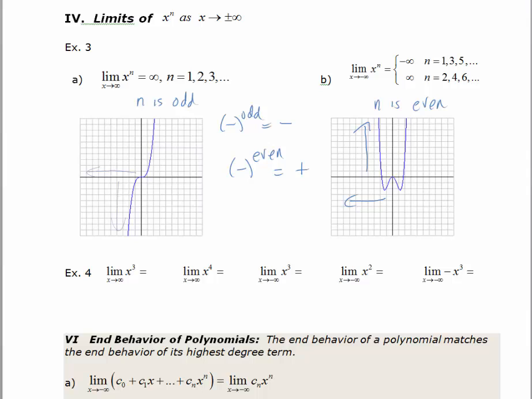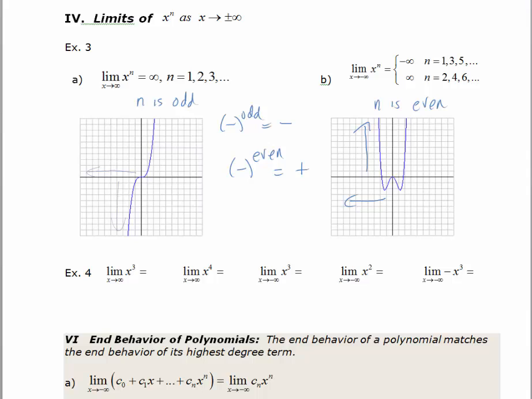You should have learned about this or seen this in an algebra class or a pre-calculus class, and this is basically about end behavior. When we talk about end behavior, we're talking about the value of a function for extremely large positive values of x or extremely large negative values of x. So let's look at example 4. Without having a graph, let's evaluate these limits.